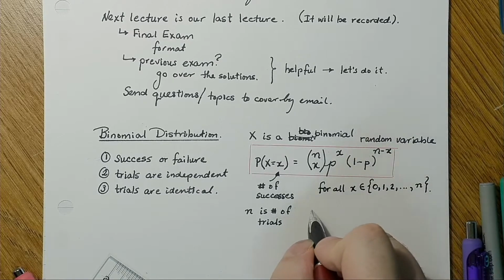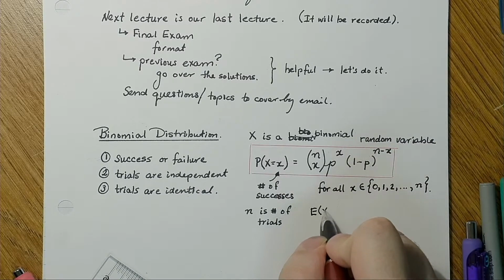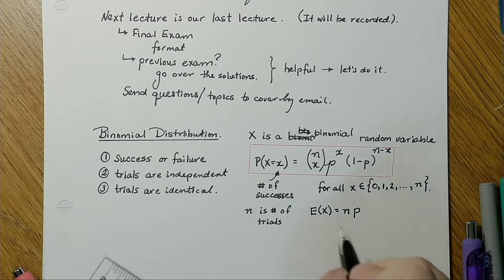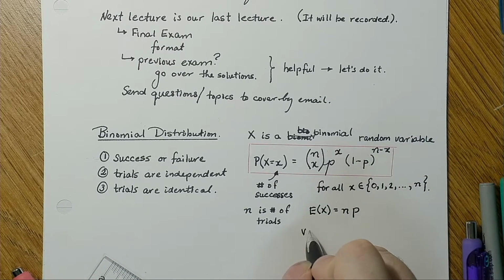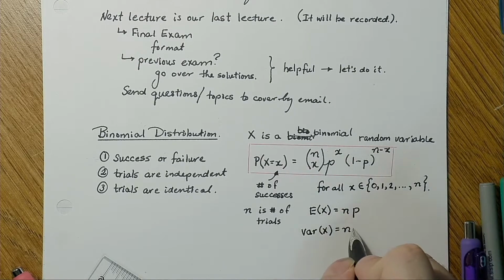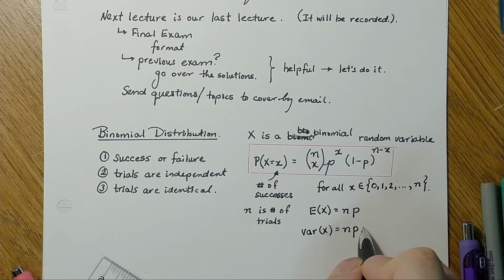We also have the expected value, which was the number of trials times the probability of success, and the variance was the number of trials times the probability of success times the probability of failure.